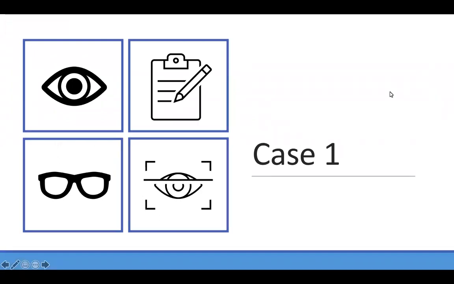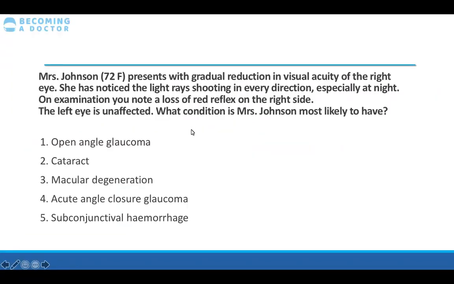Let's begin with case 1. We have Mrs. Johnson, who's a 72-year-old female. She presents with gradual reduction in visual acuity of the right eye. She has noticed that the light rays are shooting in every direction, especially at night. On examination, you note a loss of red reflex on the right side. The left eye is unaffected. What condition is Mrs. Johnson most likely to have? While I put the poll up, take a minute and see what you think.